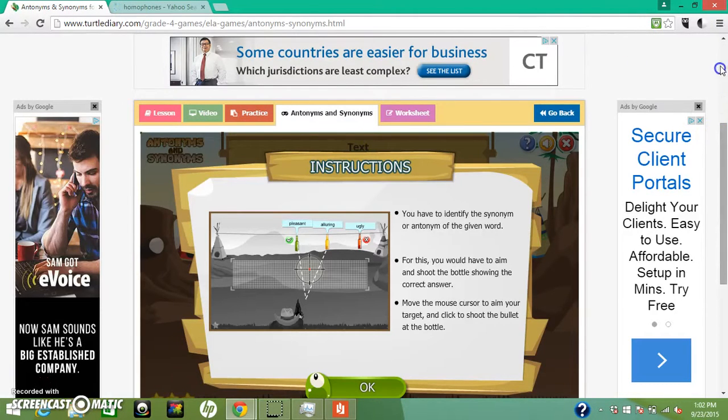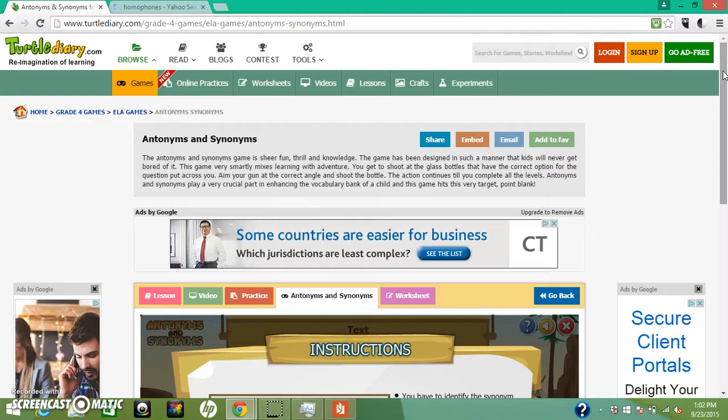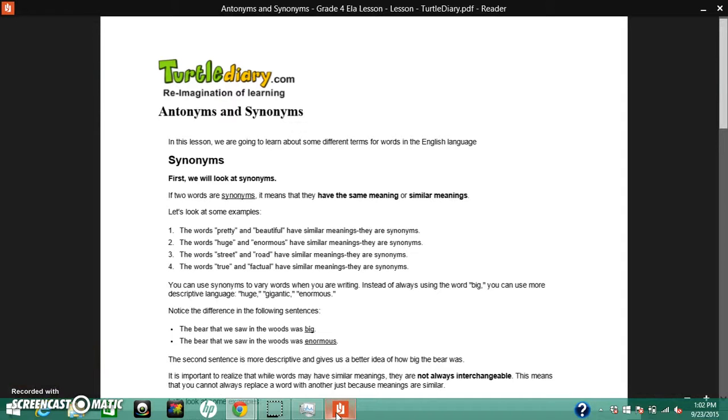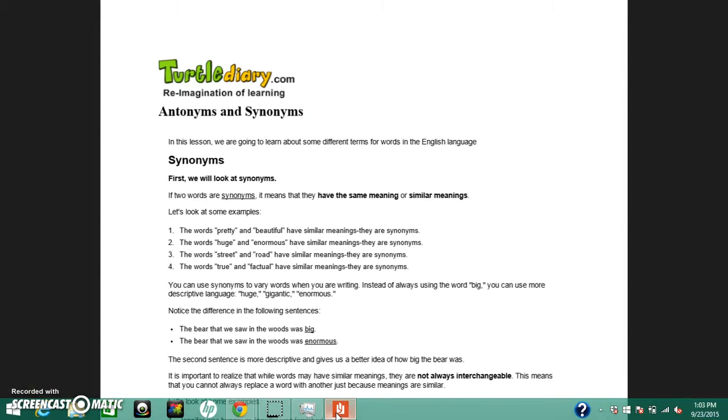And today's lesson is about antonyms and synonyms, and we are continuing this lesson from the other day. It's 4th grade, and we're using TurtleDiary for this lesson. Okay, so let's just go right into the lesson. This corresponds with the curriculum and state standards that we're using on Time for Learning, but she did not want to do that particular lesson, so we decided to use this lesson instead.